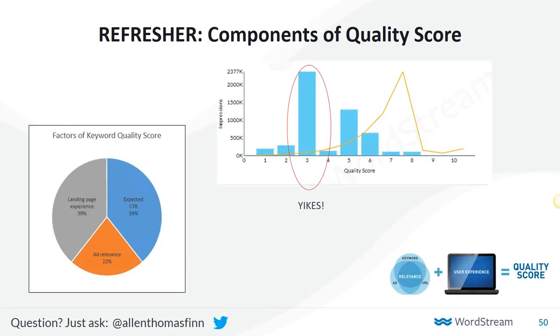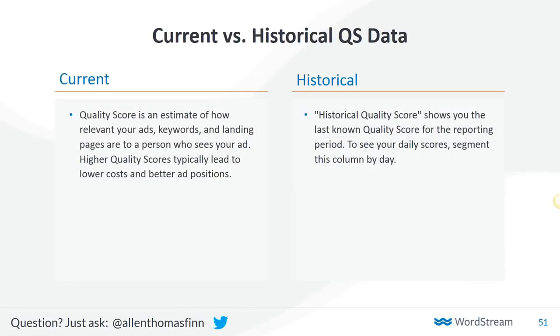The new AdWords, the Google Ads UI, allows you to compare your current quality score data with historical quality score data, not only at the quality score level, but at the fundamental components as well. So you can look at changes in ad relevance, in landing page experience, and in expected click-through rate over time.